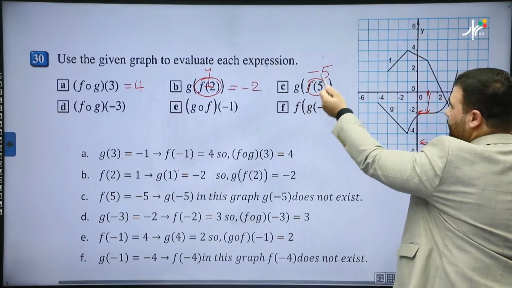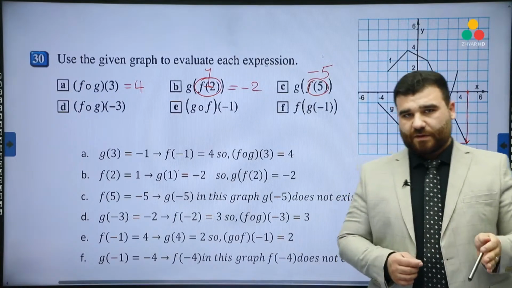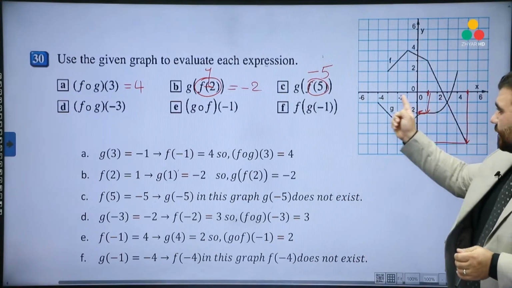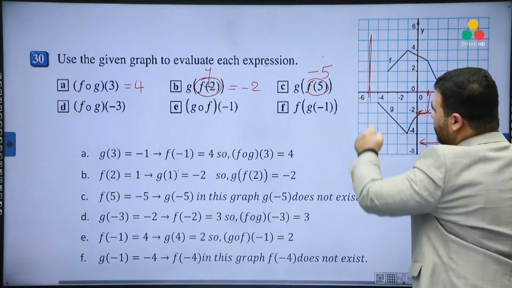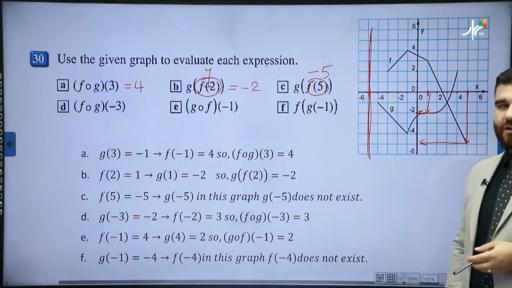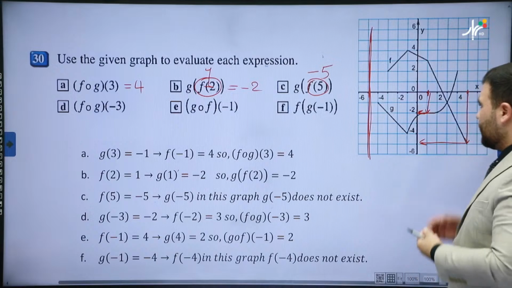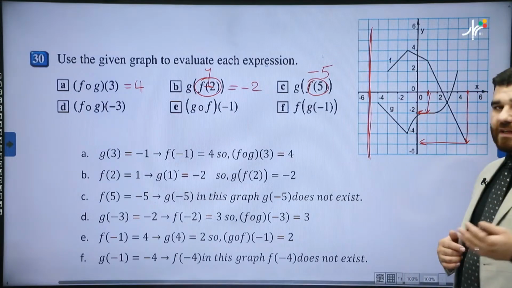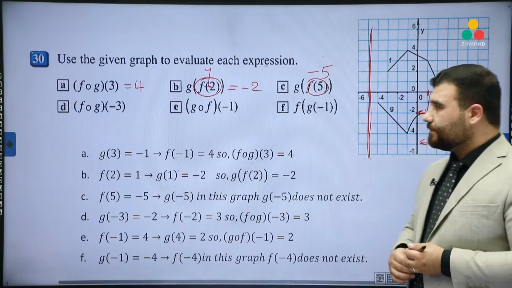Now I have g of -5. Okay. If I go to -5 on the graph, -5 is right here. Look at -5. I don't have any graph of g at -5. This means I cannot find the value of g of -5. This means, according to this diagram, g of -5 does not exist, or it's undefined.